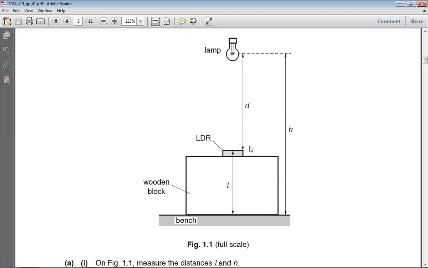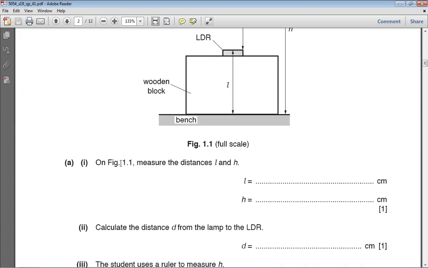Okay, so this is that figure. The LDR from here to here, that's the height of the LDR from the bench. And this is the height of the filament. This is the filament in the lamp. This is the height of the filament from the bench, H, and this is L. On figure 1.1, measure the distance L and H.